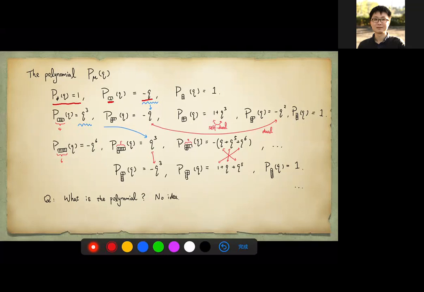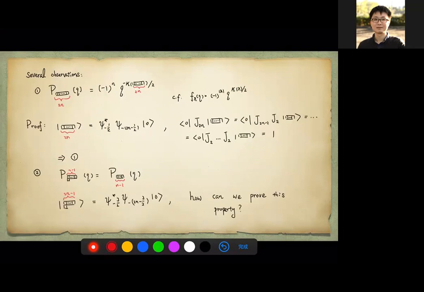Well, so we can see it always takes the form of a polynomial, and we checked this up to order 10, like the size of the Young tableau being 10. But unfortunately, we do not know what the polynomial is at the moment. But we observed some interesting properties of this polynomial.